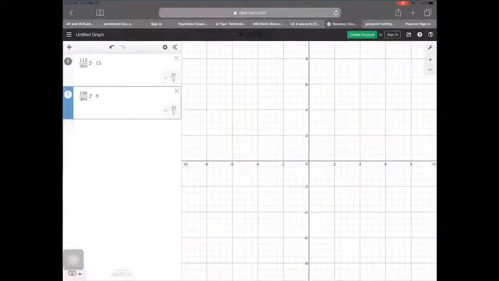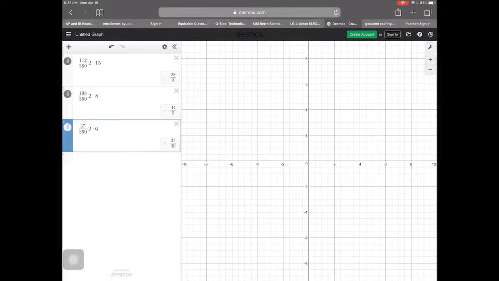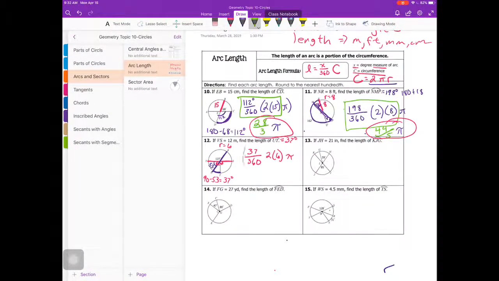So we go back to Desmos. 37 out of 360 times 2 times 6. And for this one, we're going to get 37 over 30 pi. So our part in Desmos was this. That gives us 37 over 30. Pi hangs out there on the end, and there's our final answer.